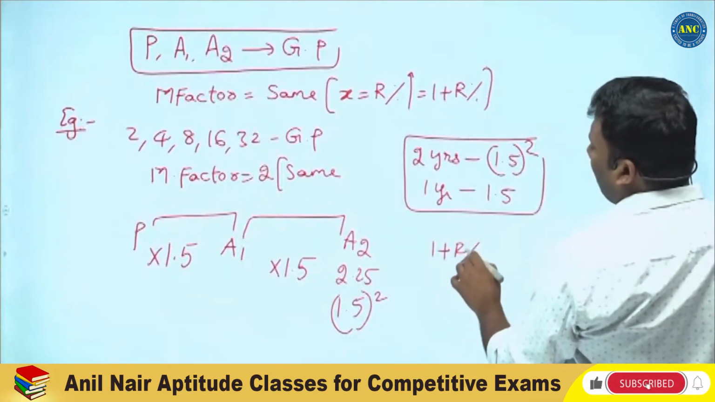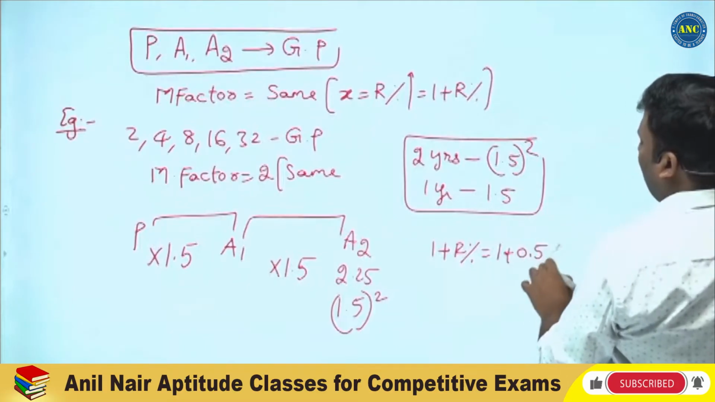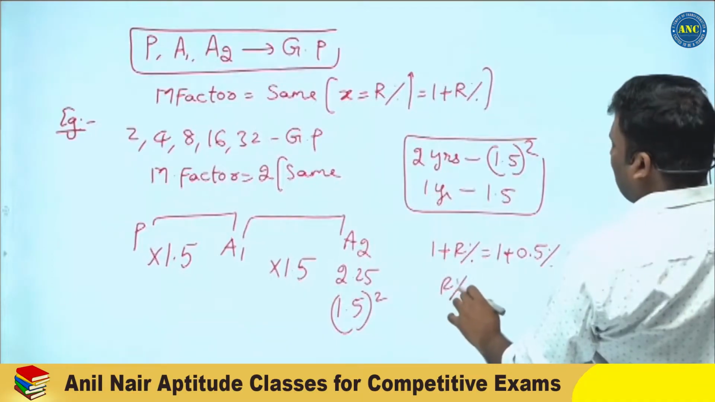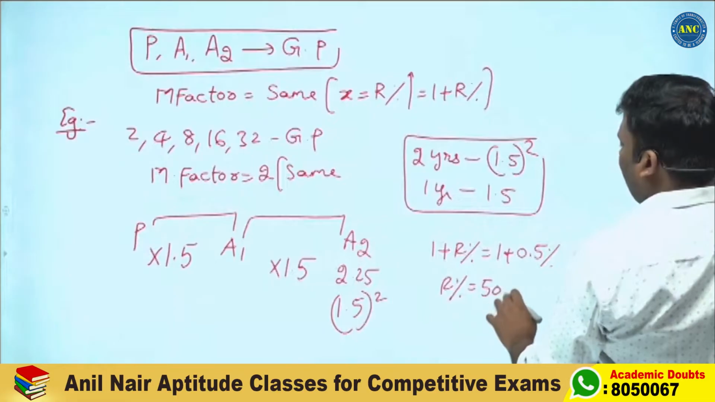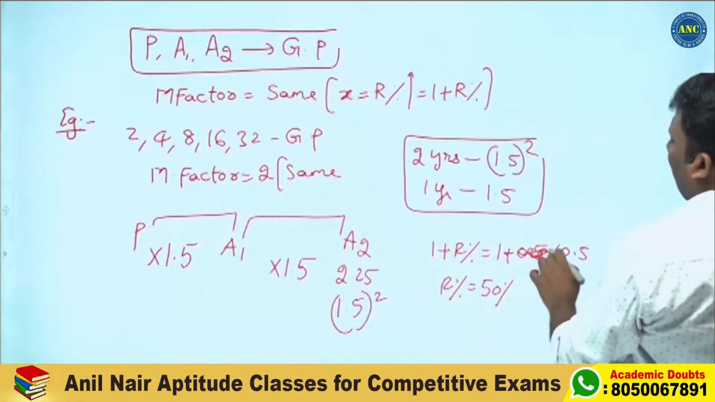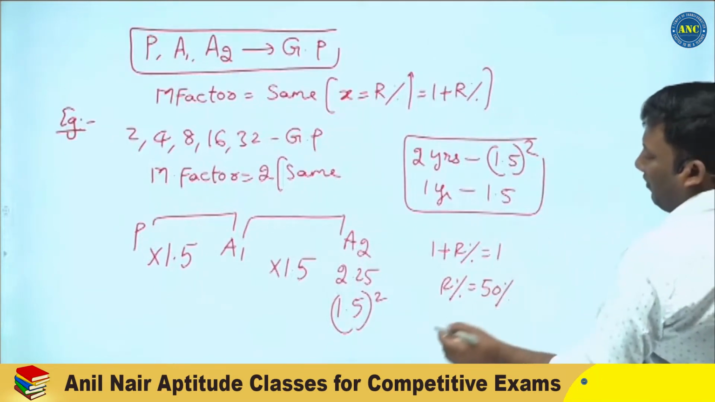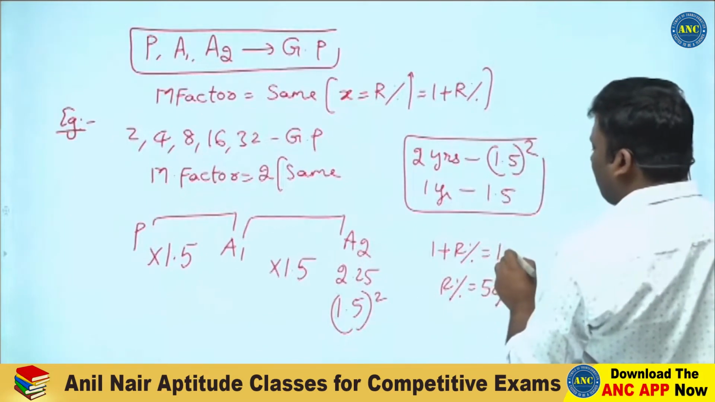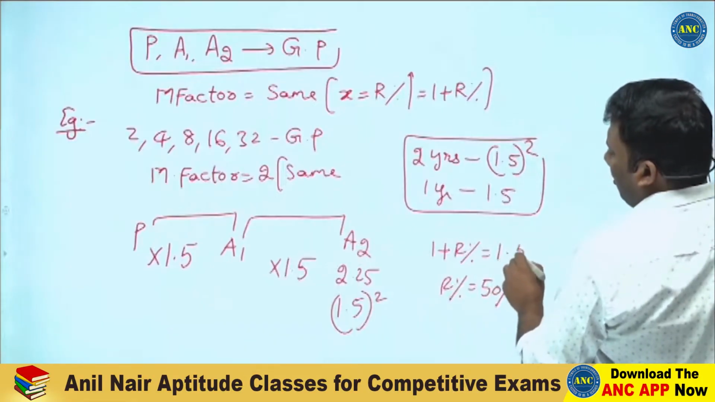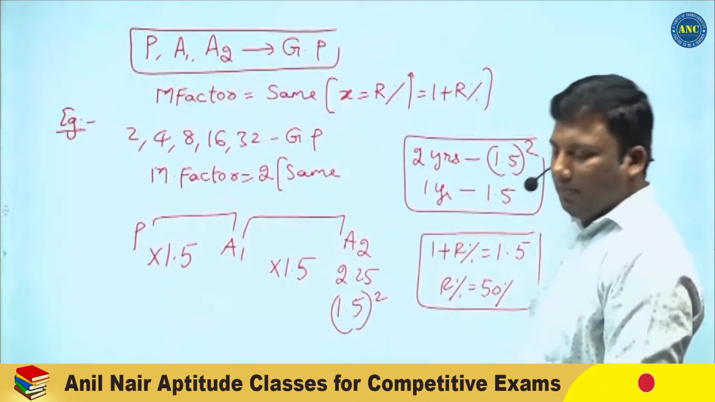1 plus R percentage is 1.5, which is 1 plus 0.5. So R percentage is 50 percent. I hope the idea is clear. This is a very, very interesting concept, sir. R percentage is 50 percent.